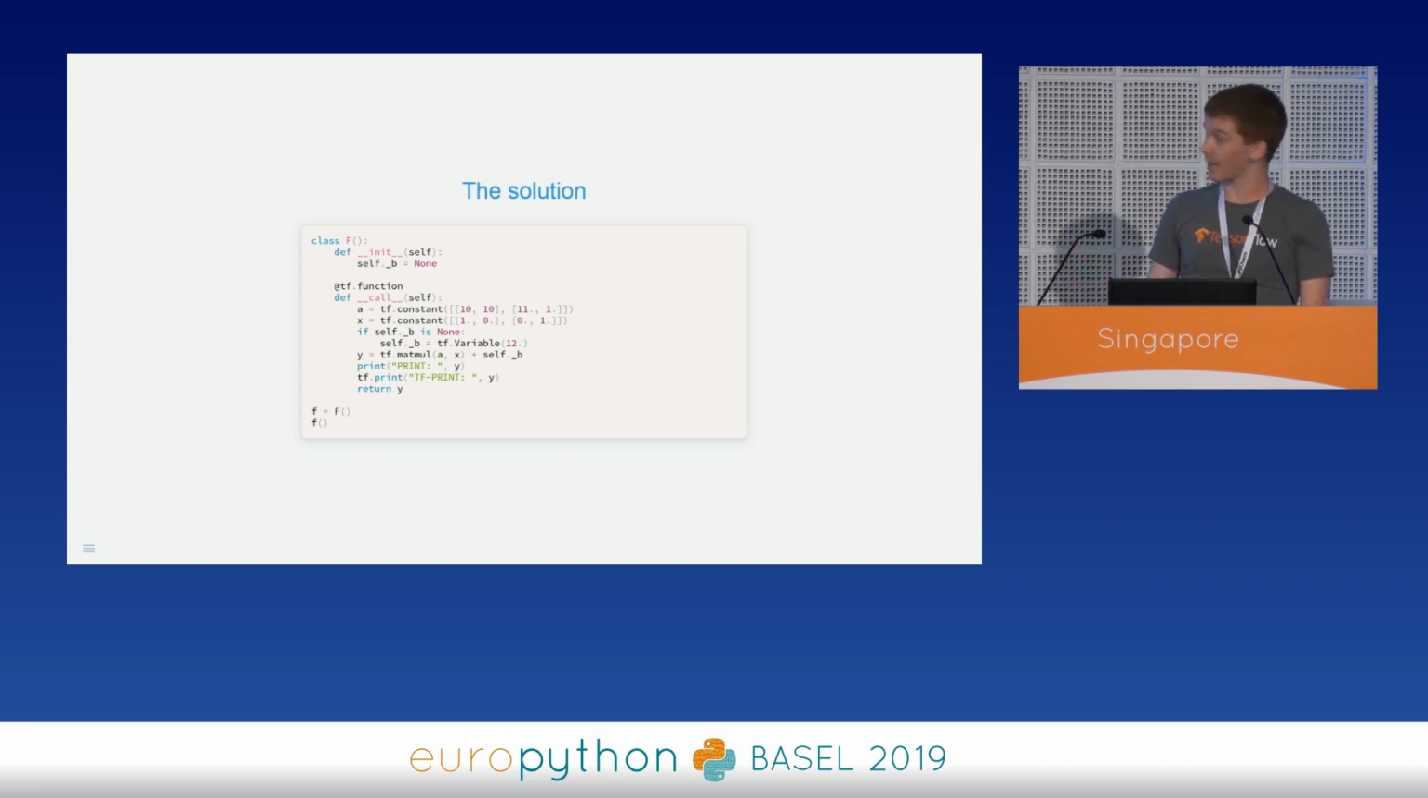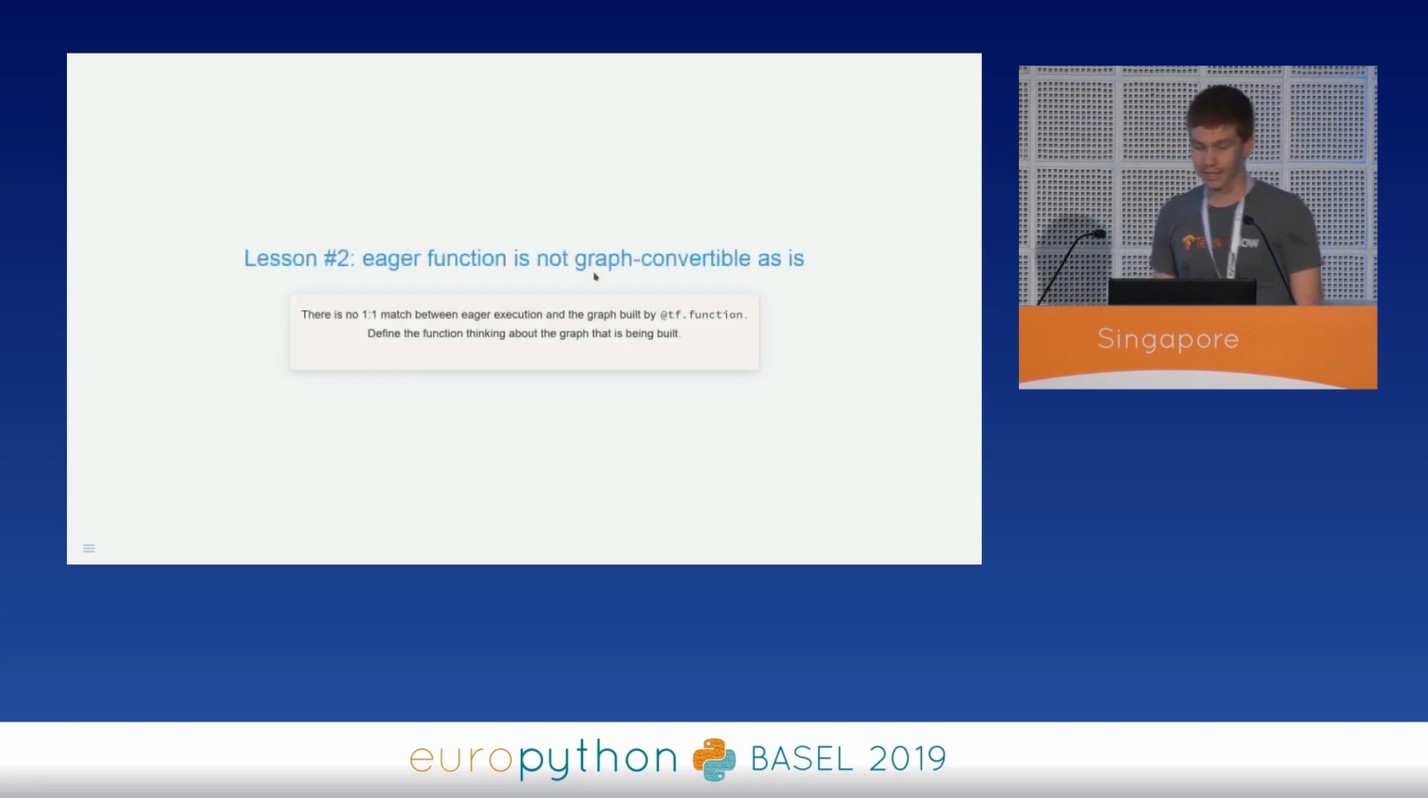And in short, this brings us to our second lesson. The second lesson is that eager functions are not graph-convertible as they are. There is no guarantee that functions that work in eager mode are graph-convertible. Always define the function structure thinking about the graph that's being built. OK, so this was the first topic of the analysis of tf.function. Now we can move forward and analyze what happens when the input type of a tf.function decorated function changes.